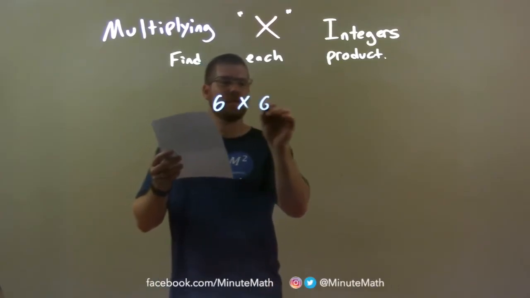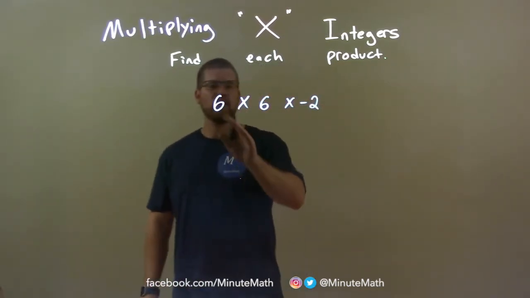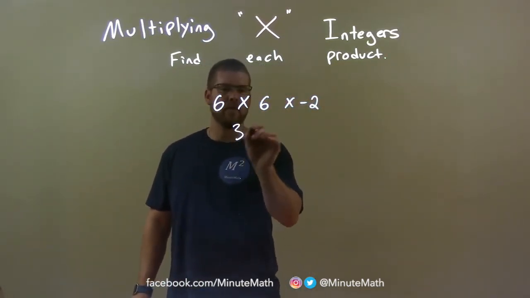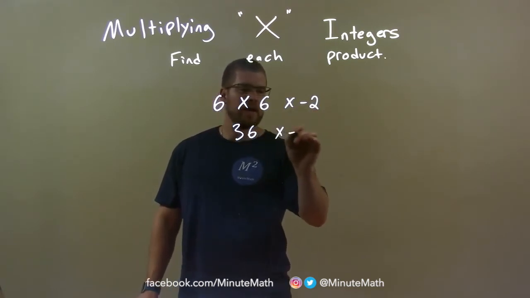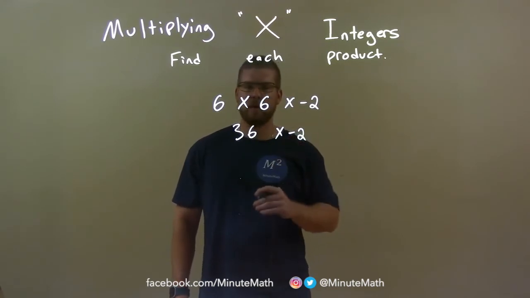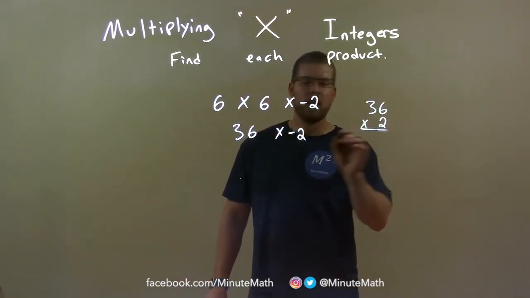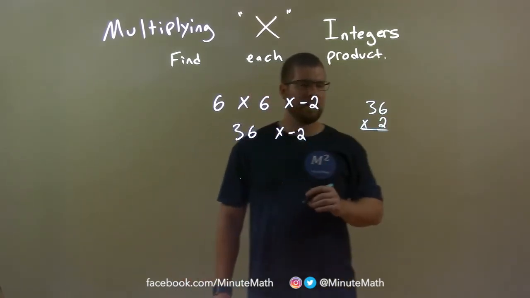6 times 6 times negative 2. All right? Well, we know 6 times 6 is just 36. And let's bring down that negative 2. Okay? Now 36 times 2, you might not know off the top of your head. So let's do that over here. 36 times 2. Now I'm not going to worry about the negative yet. I'll deal with that later.